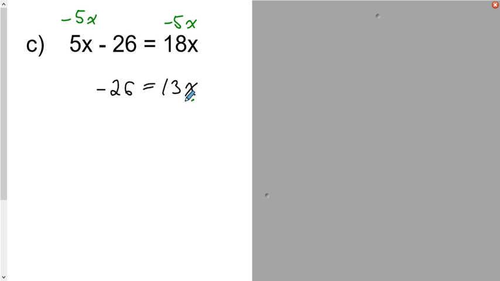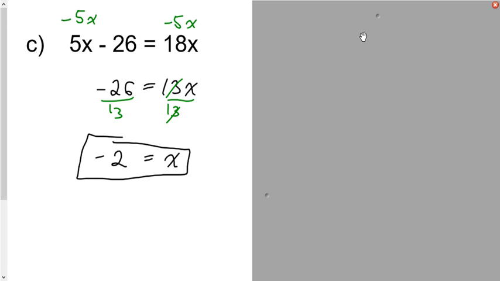Now, let's divide both sides by 13. We're left with x equals negative 2. 26 divided by 13 is 2. Negative 26 divided by positive 13 is negative 2.